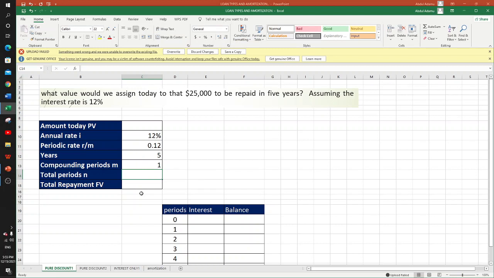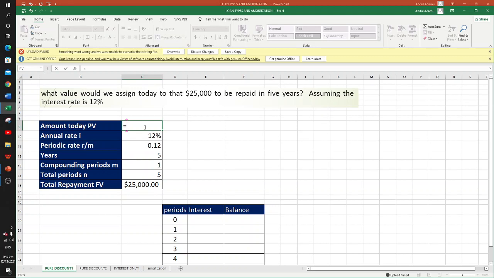So this is equal to this times the compounding period, which is this. So how much are we going to pay in the future? $25,000. We'll write it here, 25 onto 3, that's $25,000. So what amount do we assign today? That is the present value using a 12% discount rate.